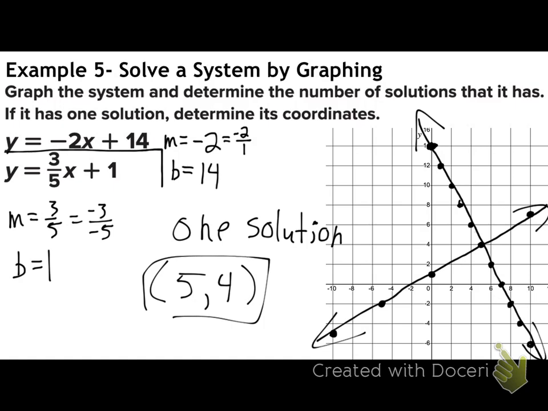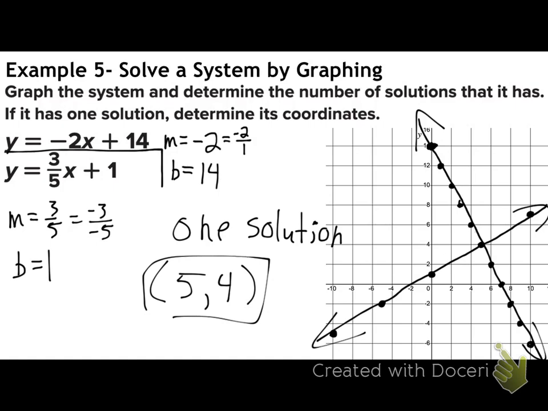Yes, sir. You go right 5, up 4 to get to that ordered pair that they're crossing at. So 5 comma 4 is my one solution of this system of equations. If I were to plug this into both equations, 4 in for my y's, 5 in for my x's, both of those would give me true statements. Okay? Any questions about that?